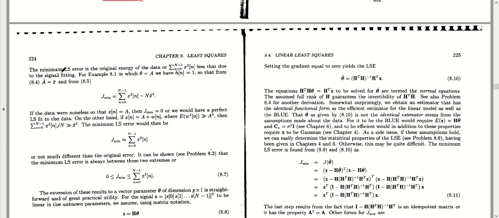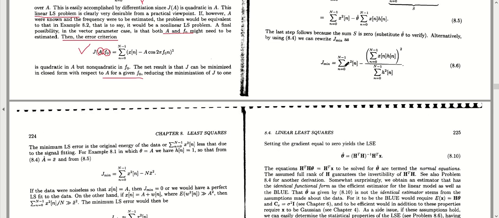So the minimum LS error is the original energy of the data less the energy due to signal fitting. Less means subtract: the signal data energy, less the estimation due to signal fitting.